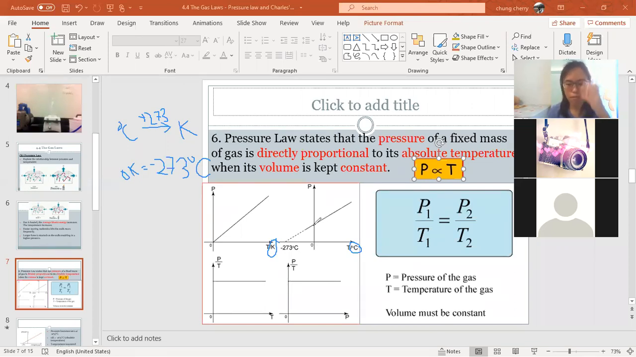If it's P over T for your y-axis, and your x-axis is either T or pressure, then you will get a straight line graph. And this formula is used to calculate things related to the pressure law, which is P1 over T1 equals P2 over T2. So this is the notes number 6.